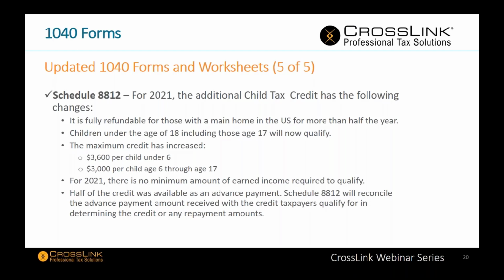For 2021, there is no minimum amount of earned income required to qualify, and half of the credit was available as an advance payment. Schedule 8812 will reconcile the advance payment amount received with the credit taxpayers will qualify for in determining the credit for any repayment amounts for the year. So those are all the updated 1040 forms.